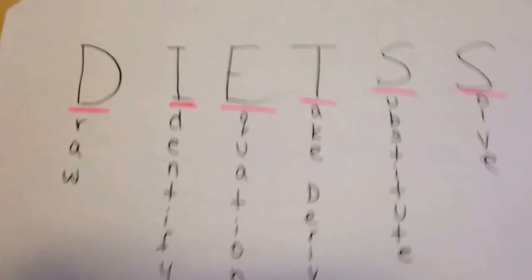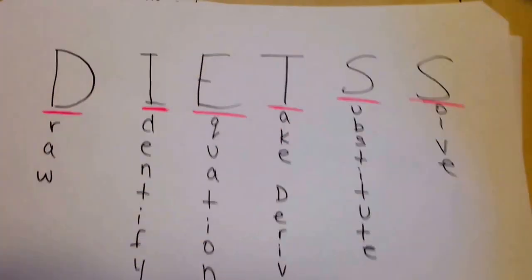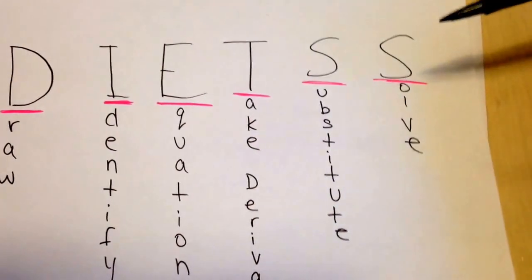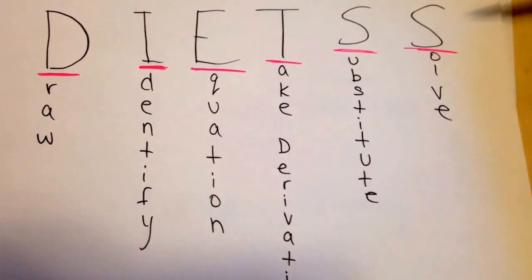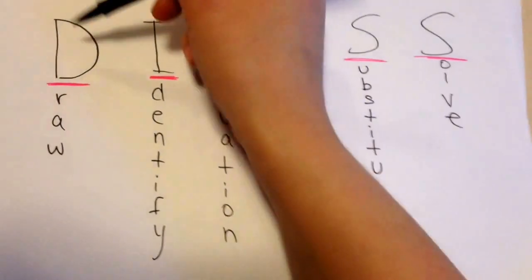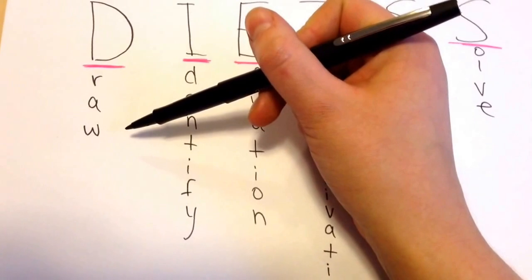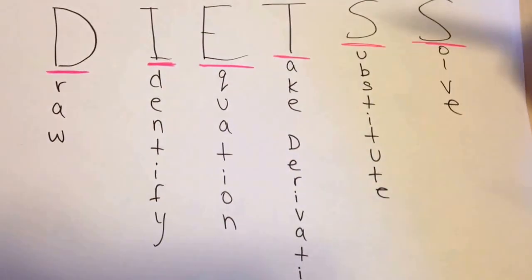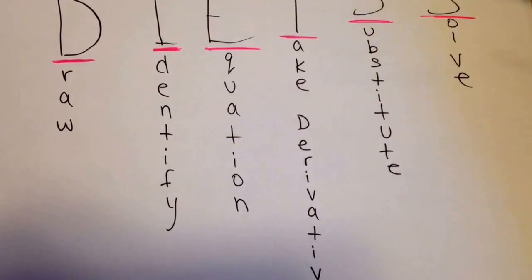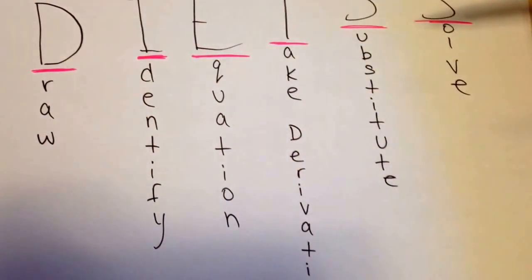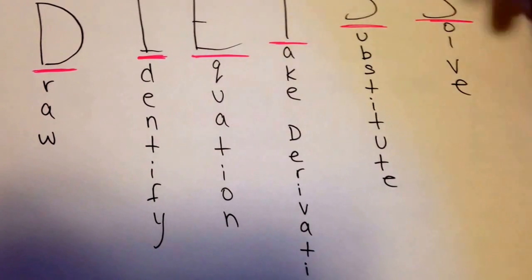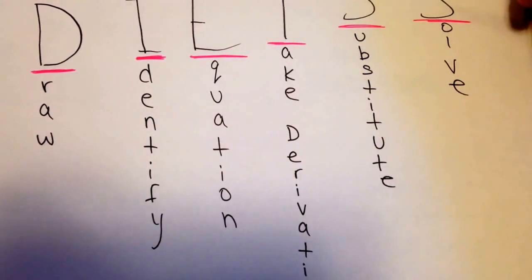My method to solving most word problems involves an acronym called DIET-SS. Each of these letters represents a step that you want to take when you solve word problems. D stands for draw, and that just involves drawing the picture that the word problem is talking about. I stands for identify. The next step is to identify all your known and unknown variables.